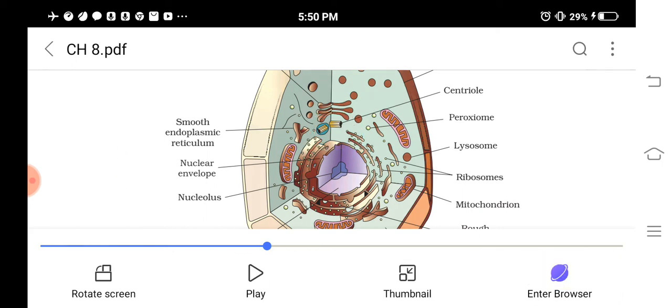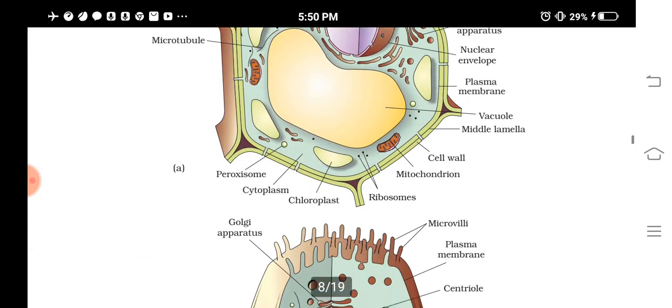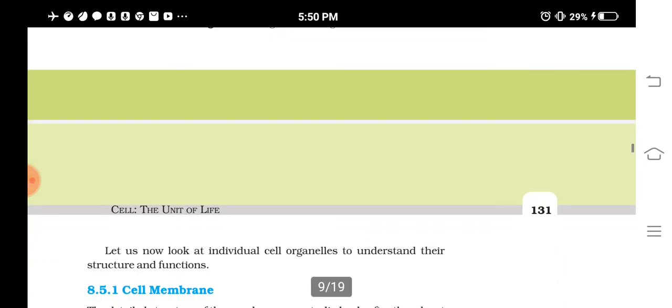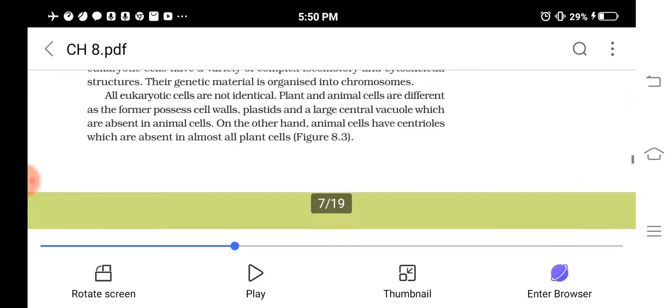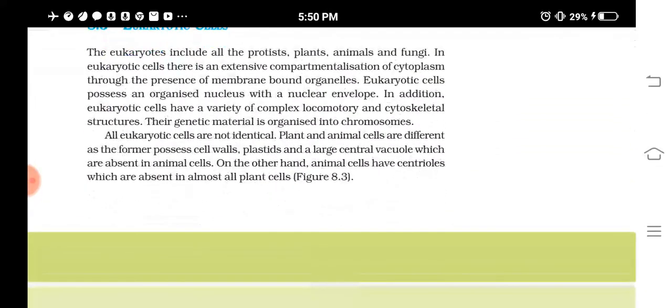So these are the major differences between a plant cell and an animal cell. So you have to draw this diagram in your copy and practice. So difference between animal cells and plant cells, you understood? In plant cells there is cell wall. Animal cells do not have the cell wall. Okay, then next, plastids are present in plant cells and absent in animal cells.